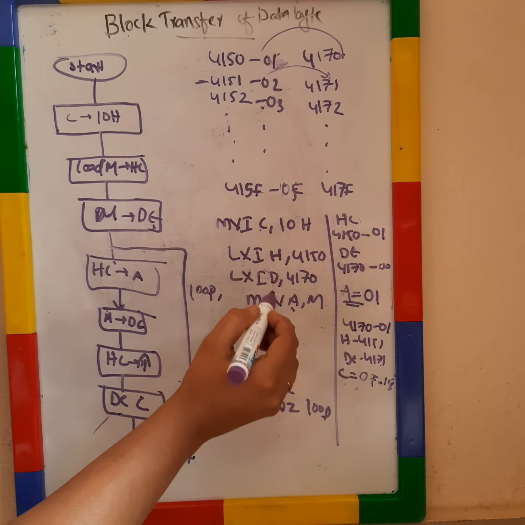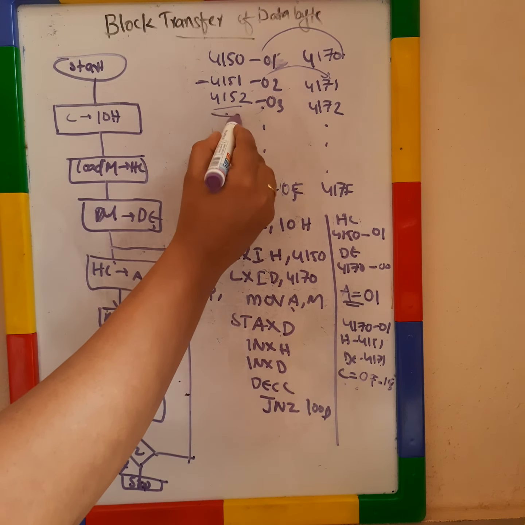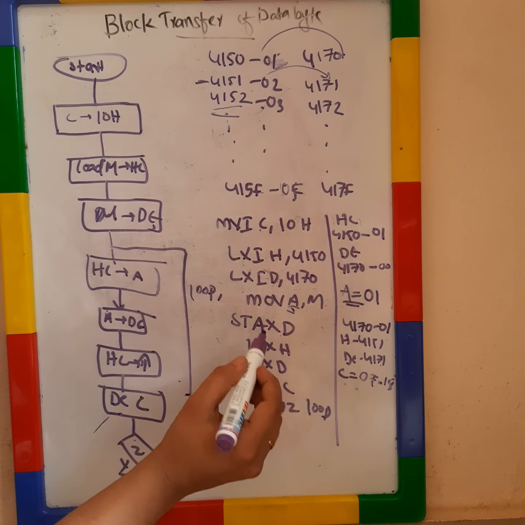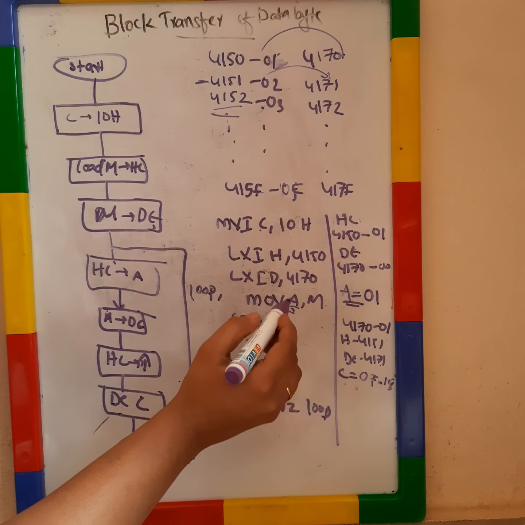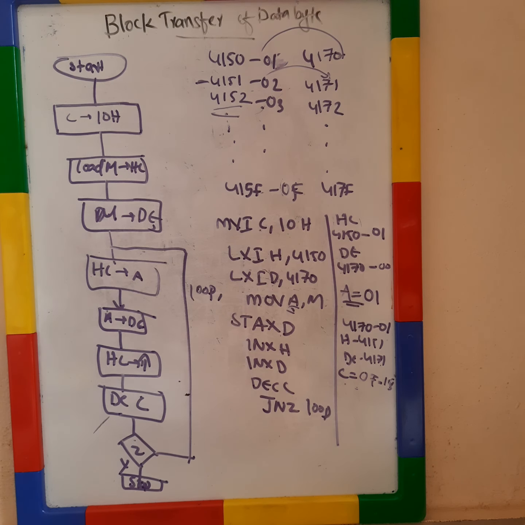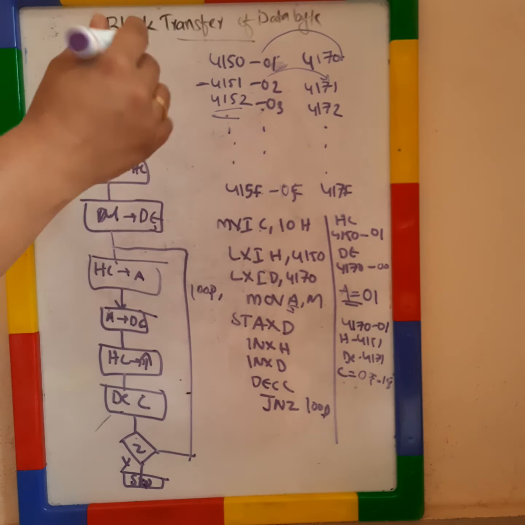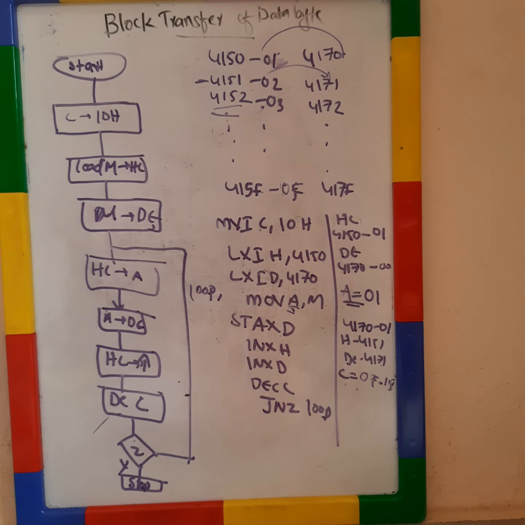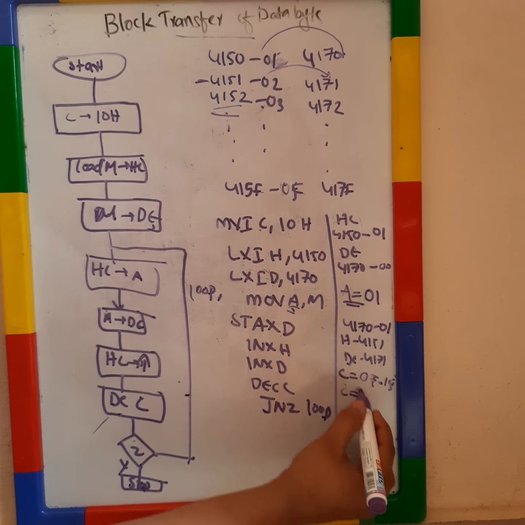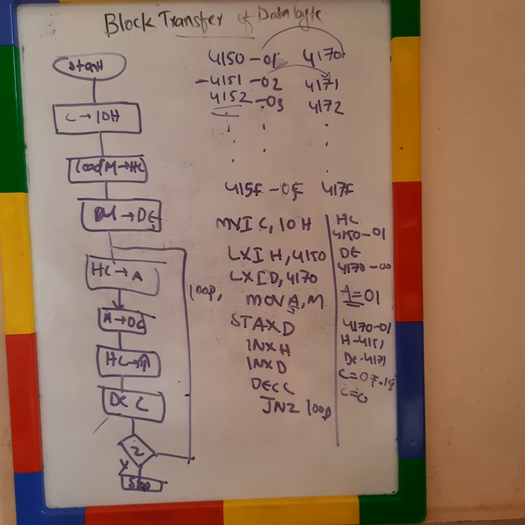Now again the HL pair data will move into the accumulator, and then STAX D means whatever data is in the accumulator, that will be 03, will be moved into 4172. Like that these steps will repeat until the counter becomes 0. When the counter becomes 0, all the data has been transferred from one memory location to another, so we will stop the program. Okay, this is the program for transferring a block of data from one memory location to another.